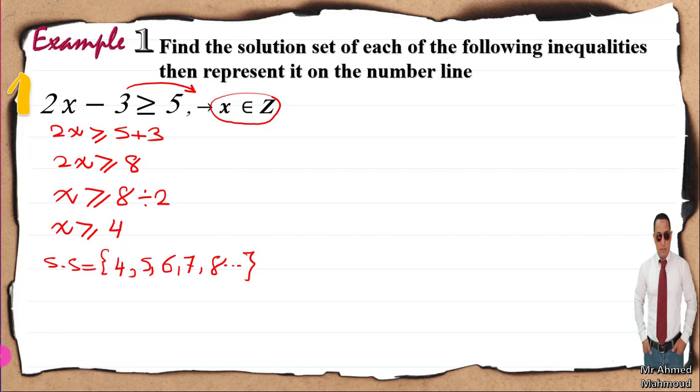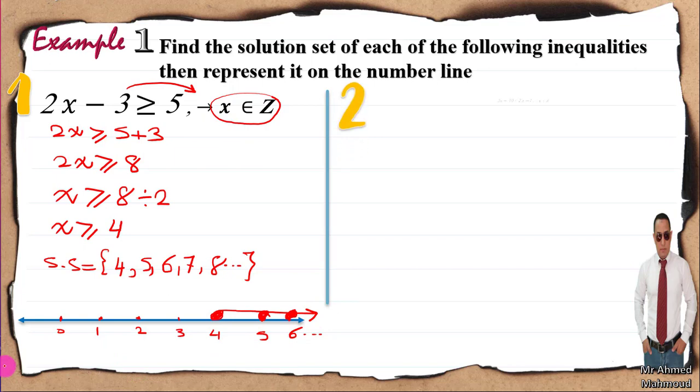Okay, now to represent this on the number line, I'm going to draw the number line like this and put points on this number line. Here we have, for example, 0, 1, 2, 3, 4, 5, 6, and so on. So I'm going to put a circle on 4, 5, 6, and so on.